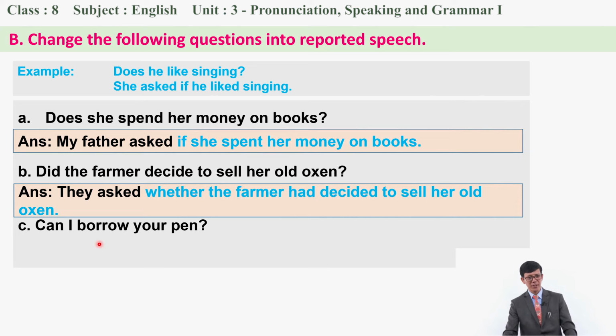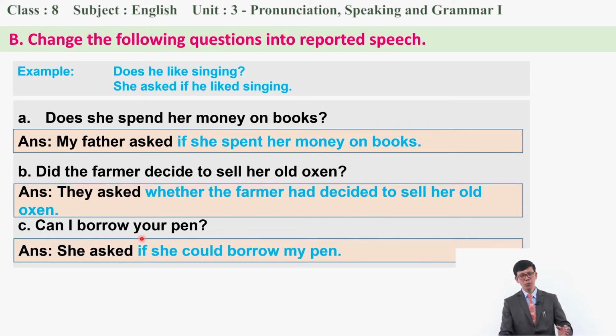And look at the next one. Can I borrow your pen? Okay, look at here. Can I borrow your pen? She asked. Now you have got the idea. If who? Okay, if she. This is the first person. So if she, then can you change to what? Could. If she could borrow my pen. Okay, this "I" means what do you say? Your second person, and this is what it changed into, "my." So she asked if she could borrow my pen. Okay, so this is how you can do.